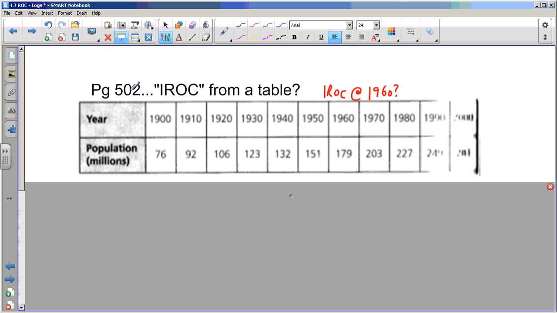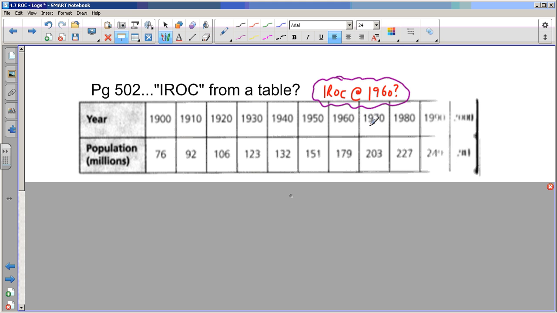This one I'm taking from the textbook. It's a table, poorly scanned here for some reason, that shows the population over time, and this is the population of the United States of America. And the question is here, how could I find the instantaneous rate of change in 1960? So this would be how fast the United States was growing in 1960. We can see it's growing, of course.